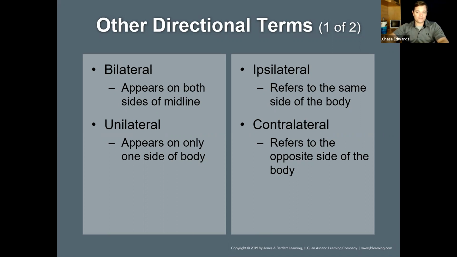Unilateral structures appear only on one side of the body or the other, such as, we talk about the spleen is on the left side of the body and the liver is on the right. Okay. And then you have ipsilateral, which refers to the same side of the body. And then you have contralateral, which refers to the opposite side of the body.